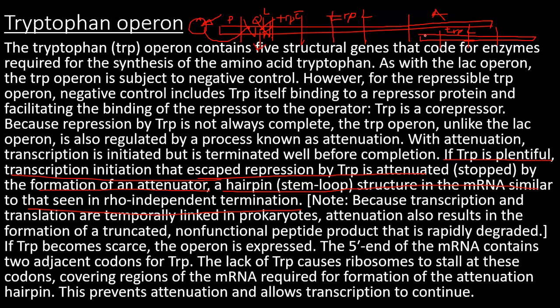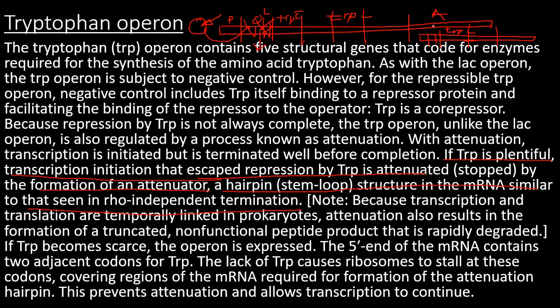When tryptophan is plentiful, remember, in prokaryotes, both transcription and translation can occur at the same time. If tryptophan is present, the first two codons in region 1 are UGG. Remember, UGG codes for tryptophan only. Tryptophan and methionine are the only amino acids which are coded by one codon. For methionine it is AUG, and for tryptophan it is UGG.